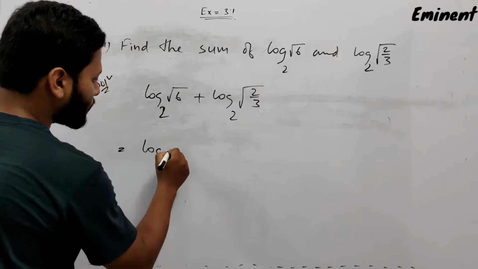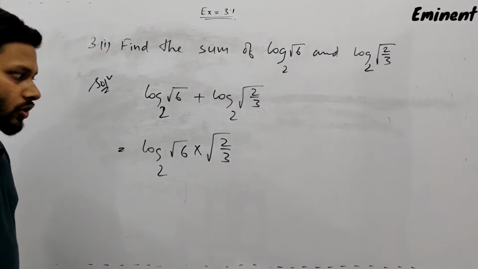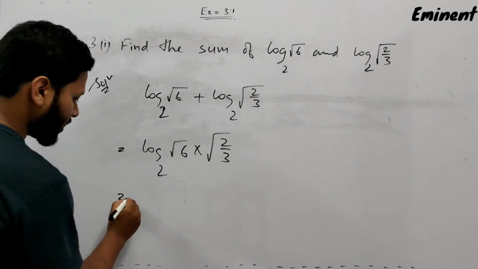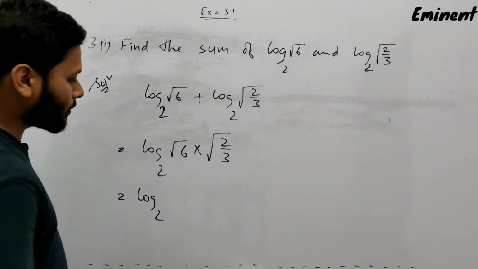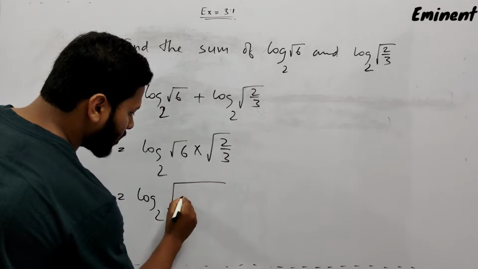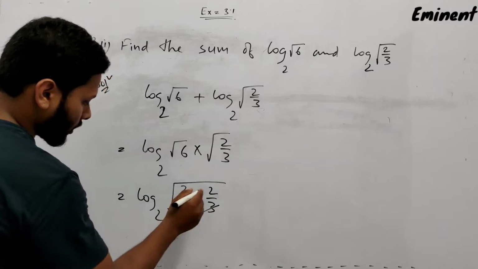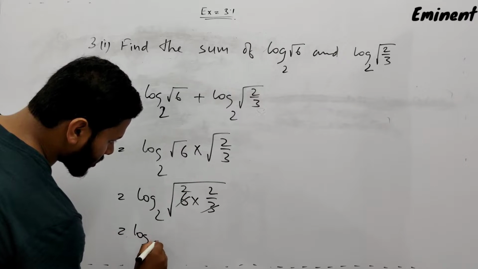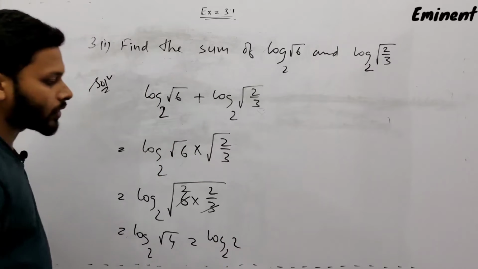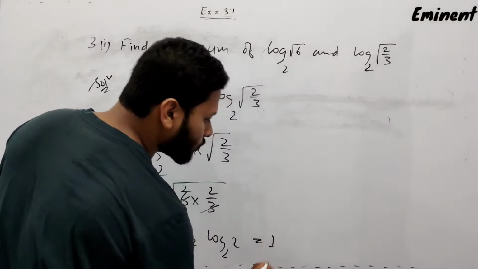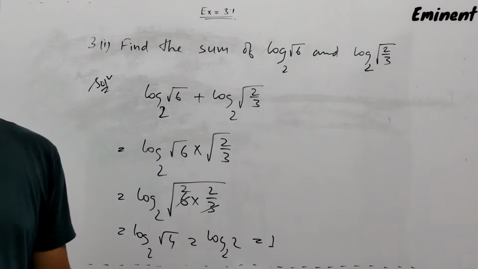It can be written as log base 2 root 6 into root 2 by 3. Okay, so now let's cancel it and find the answer. Log base 2 root 6 and root 2 by 3 can be written as root over 6 into 2 by 3, and it can be cancelled by 3. Then if you multiply it, it can be written as root 4, that is equal to log base 2 2, and the answer of this one is equal to what? 1, because both the base and the number are the same. So let's move to the next question.